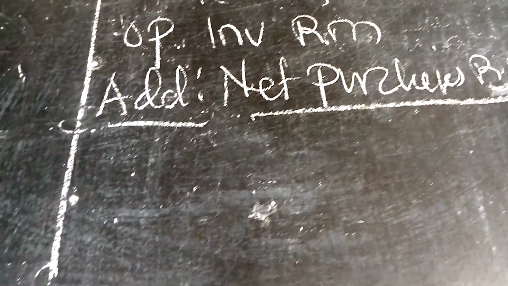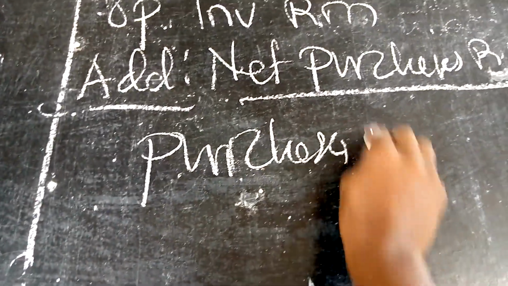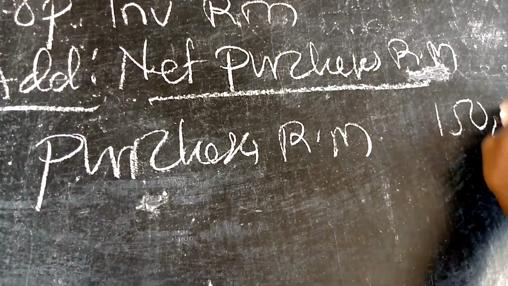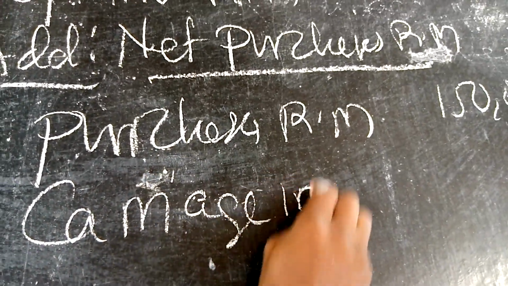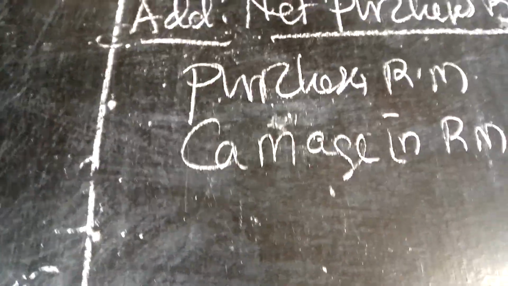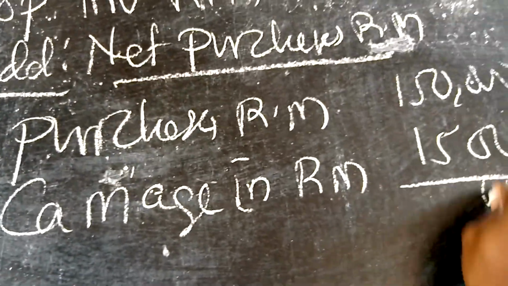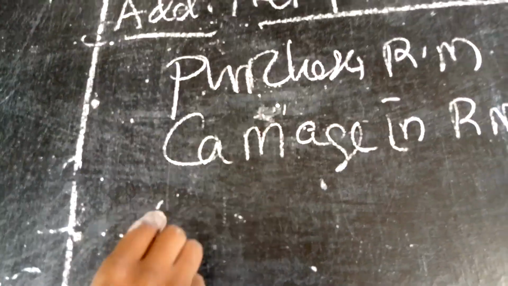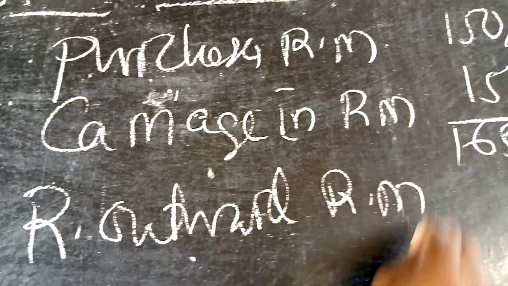And how can we compute net purchases of raw material? By taking the purchases of raw material itself, which is 150,000, and we add the carriage inward of raw material, which in this case was 15,000, which gives us 165,000. But again, we have to deduct the return outward of raw material, the raw material returned.